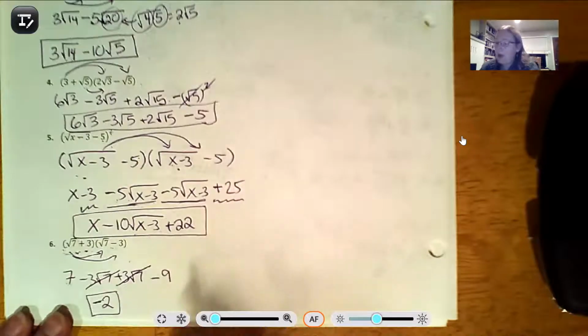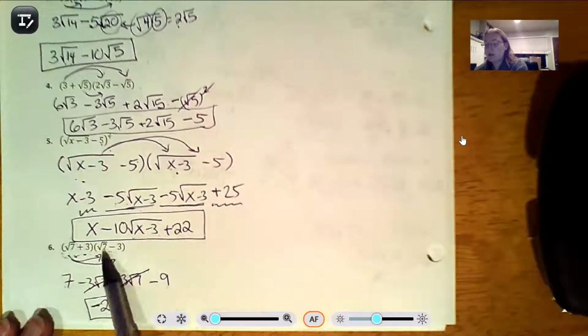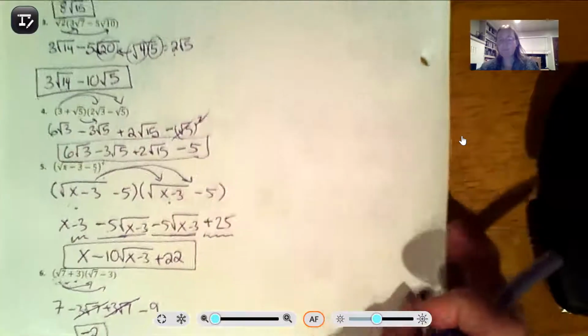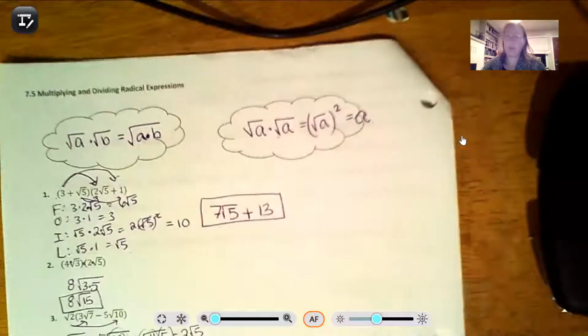And so what happens when you multiply conjugates with roots or also with imaginary numbers later on is that you're going to end up with a nice rational number. So that'll be important later as well. So let's talk about division a little bit.